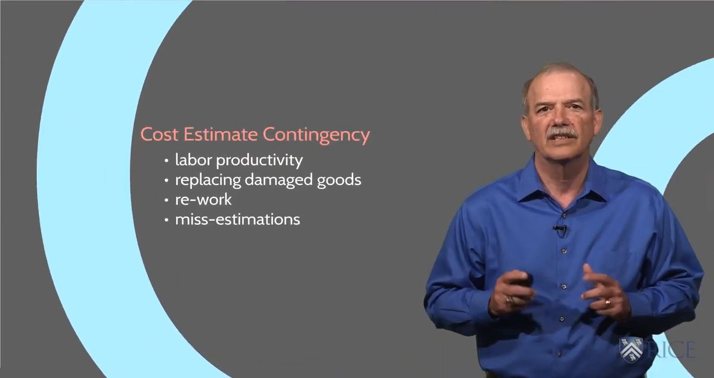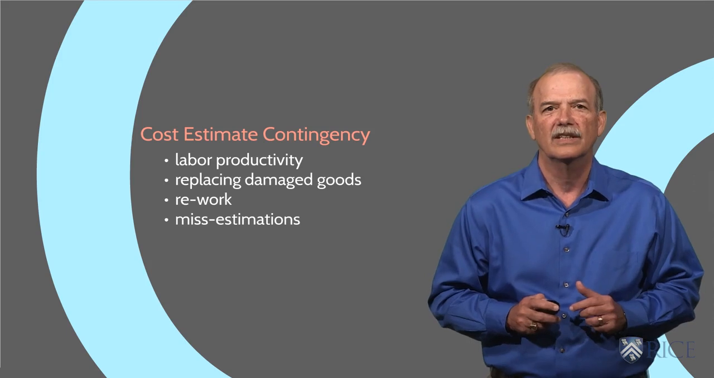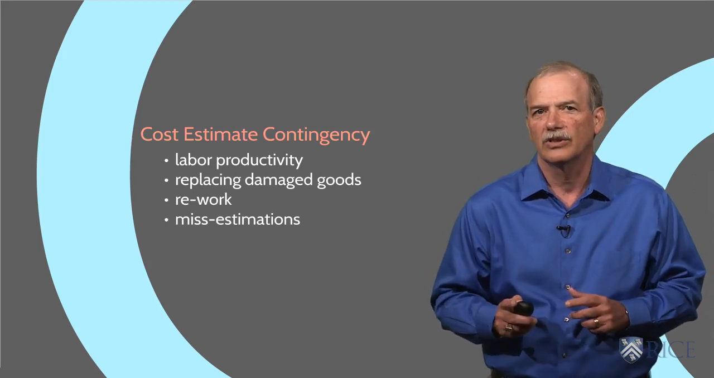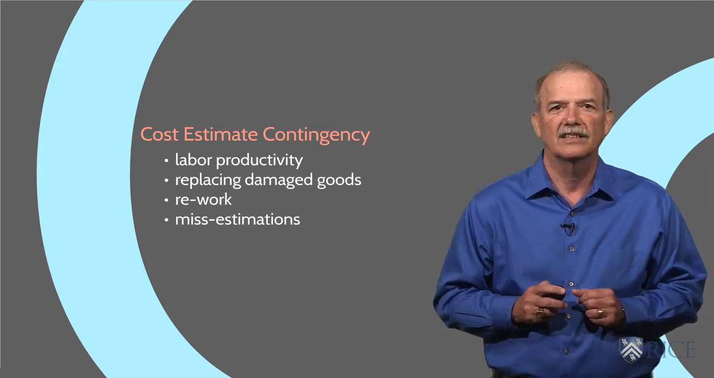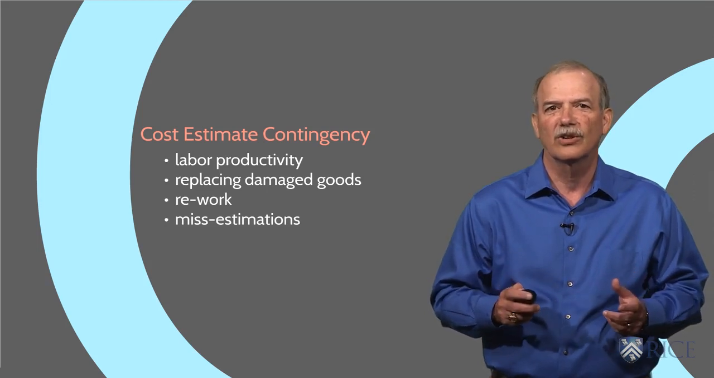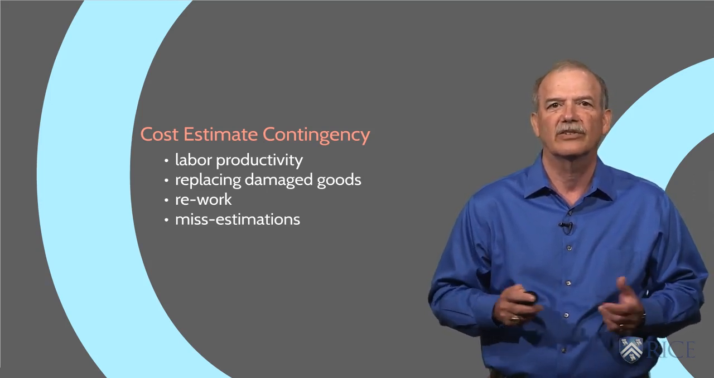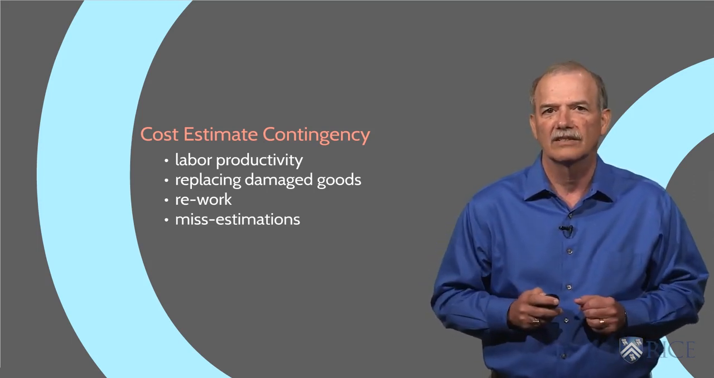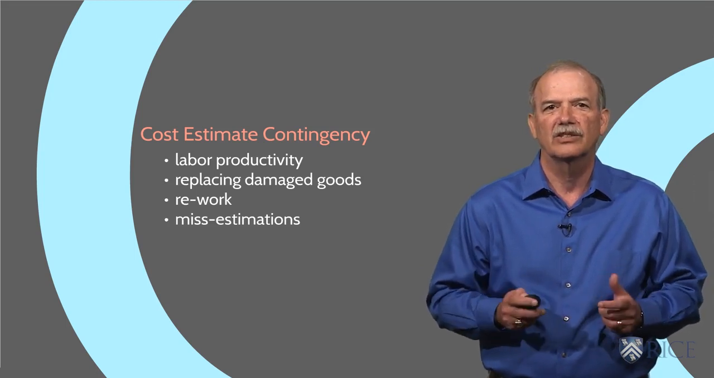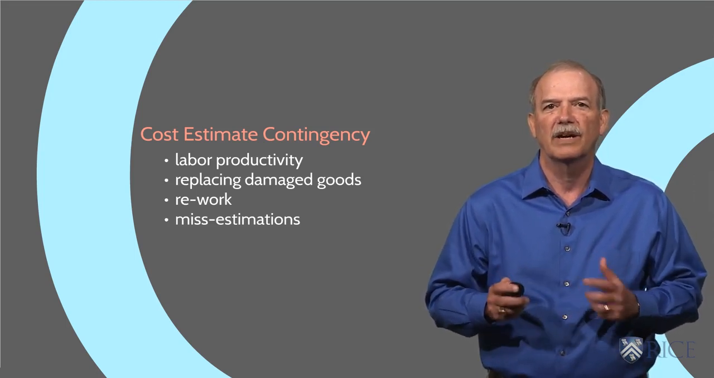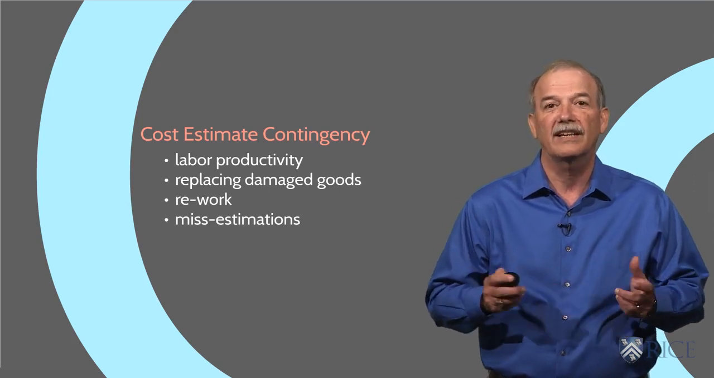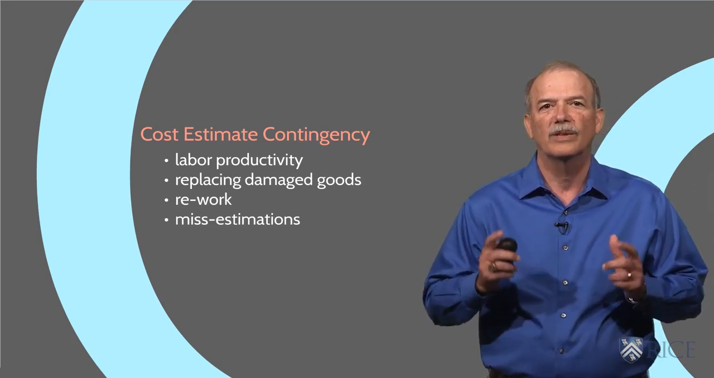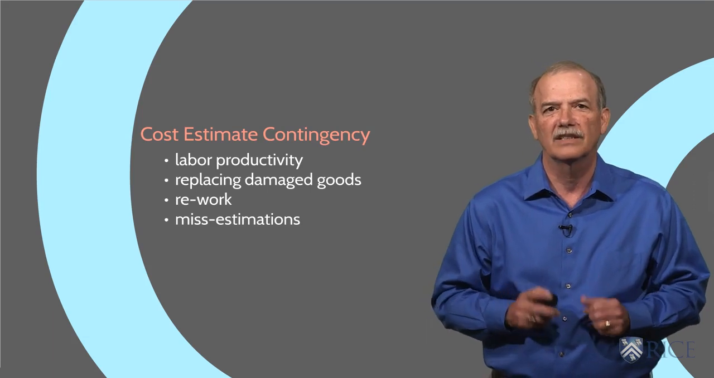Cost estimate contingency is a reserve to address those parts of the project that we know are uncertain. They may include labor productivity, replacing damaged goods, reworking a part of the project that is not done correctly, changes to the cost of goods and services, misestimation of the quantities, etc. These items are generally associated with the estimate and the uncertainty that surrounds it. Cost estimate contingency may be a fixed percentage or a fixed amount based on experience, or we can calculate it based on quantitative techniques. In any case, it's important that we document how we've arrived at this value based on our estimate basis.